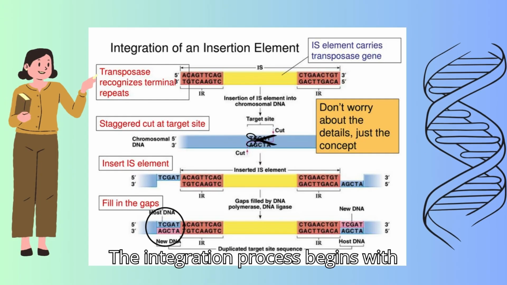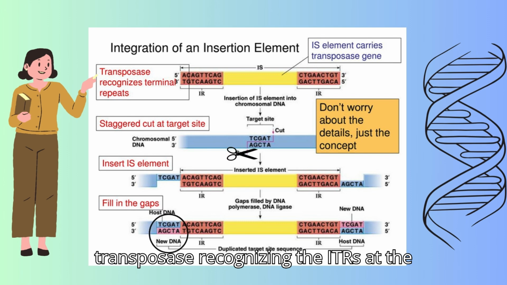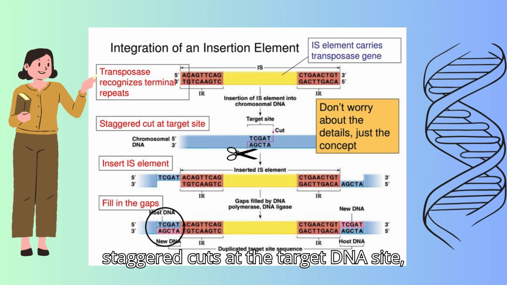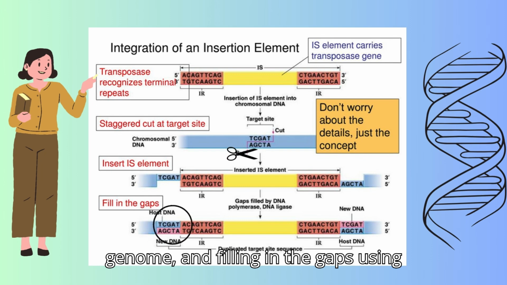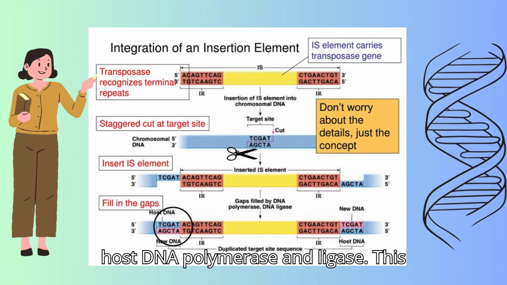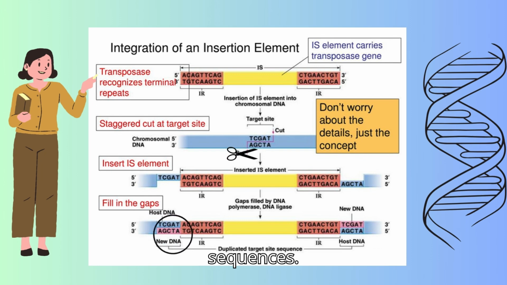The integration process begins with transposase recognizing the ITRs at the ends of the IS element, creating staggered cuts at the target DNA site, inserting the IS element into the host genome, and filling in the gaps using host DNA polymerase and ligase. This resulted in duplicated target site sequences.